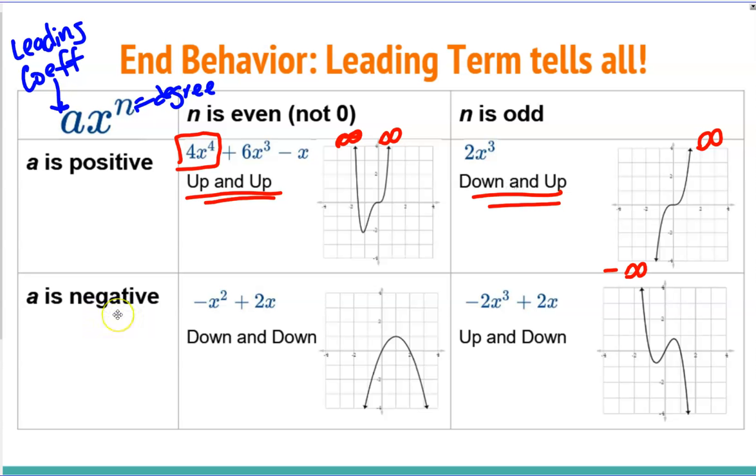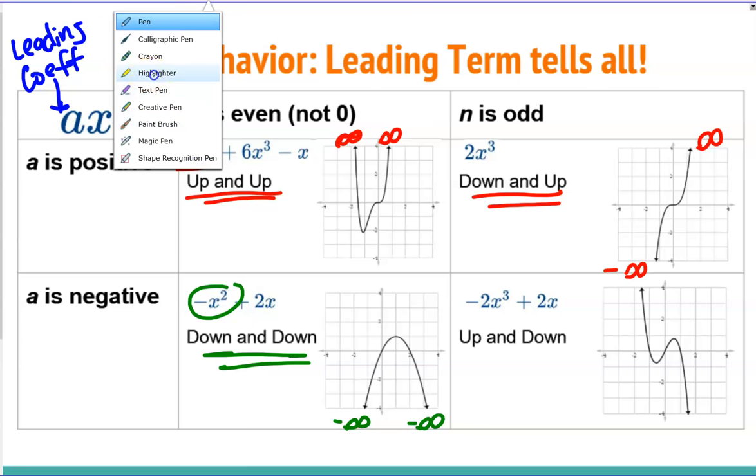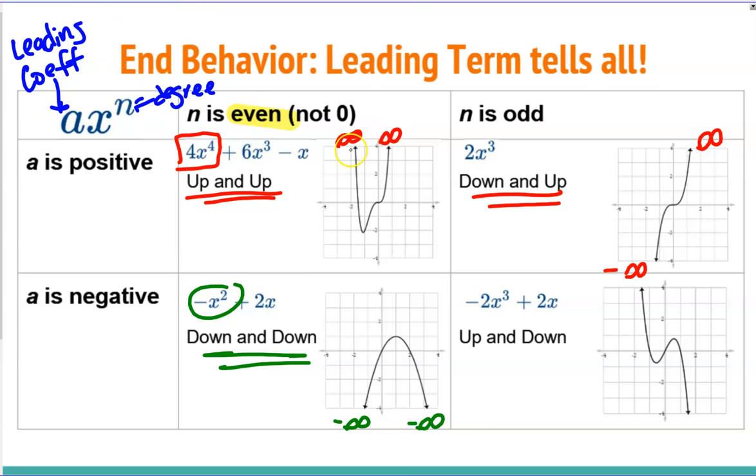All right, if my a is negative, so here, see, I have a negative leading coefficient, negative x squared, and a positive degree, okay? Negative means they're both going to be going down this time. See how they're both going down to negative infinity? So that's down and down. Notice when your degree is an even number, your ends are matching. They're either both up or they're both down. And then, like I said over here, when it was odd, you had opposites. You had opposite sides.